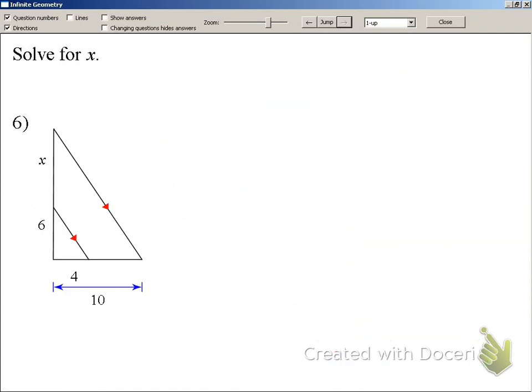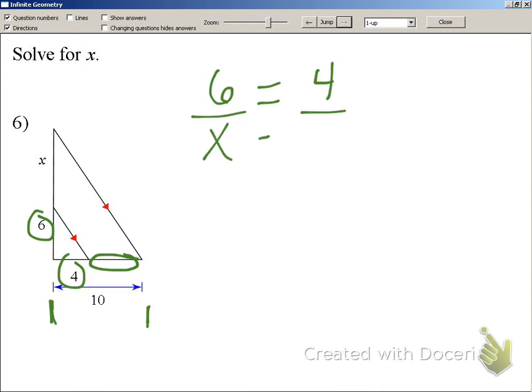Number 6 says solve for x. Very similar to the last question. Here we're given parallel sides. Now, there's a little bit more to this one for the fact that they don't give us this segment measure here. They give us the whole side. Remember, when you're dealing with similarity, you have to match up proportional parts or corresponding parts. 6 corresponds to 4. X corresponds to this part right here, which if we want, we can call Y.